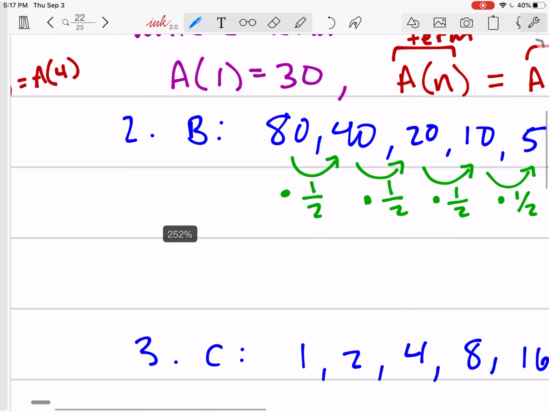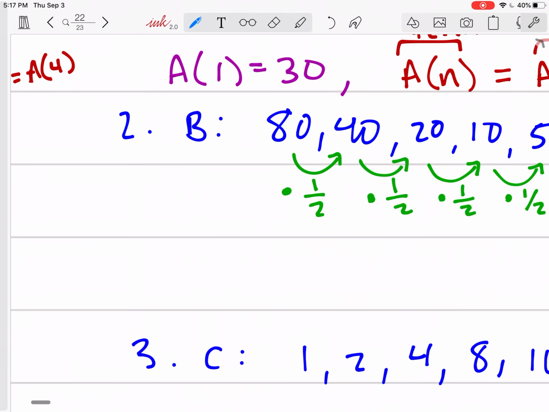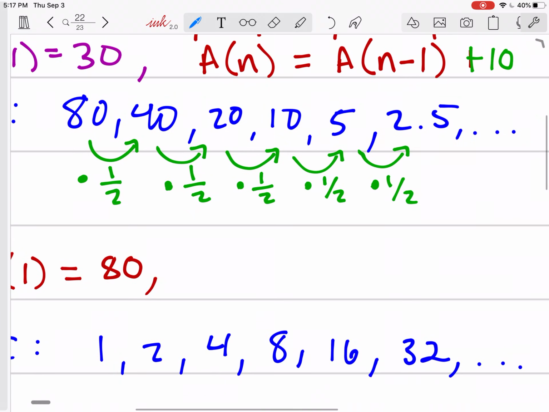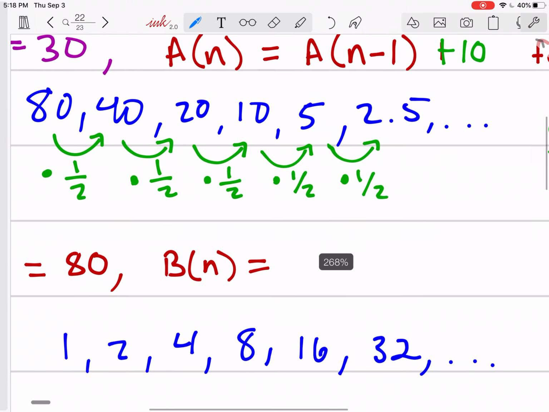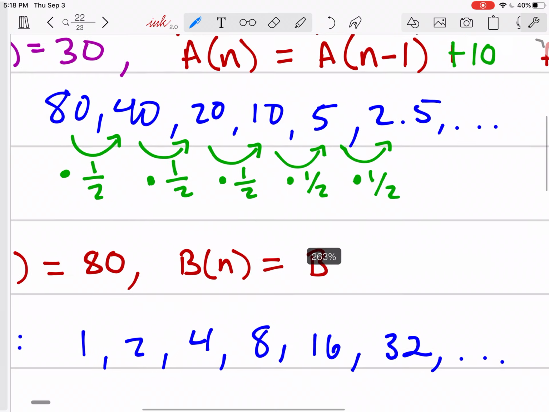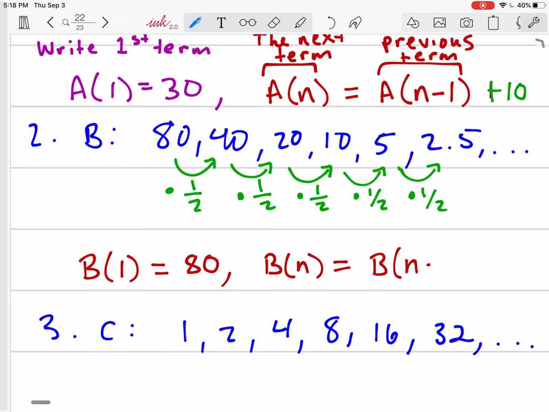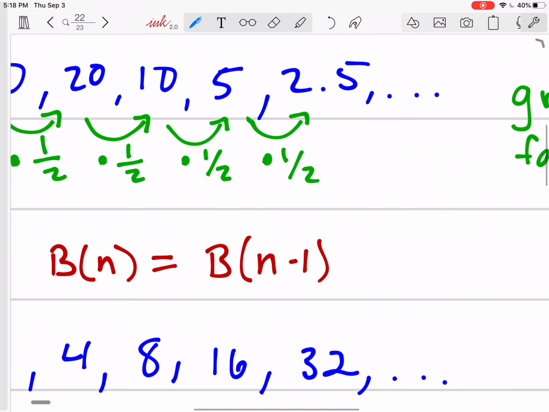Again, we'll start by writing the first term. This sequence name is B, so we'll say the first term of sequence B is equal to, looking at the sequence, 80. And then we want to say, to get the next term, B of n, whatever any term is, we basically want to know how we can get to the next term after we start with 80. We'll take B of n and say that it's equal to the previous term, B of n minus 1, times our growth factor, 1/2.